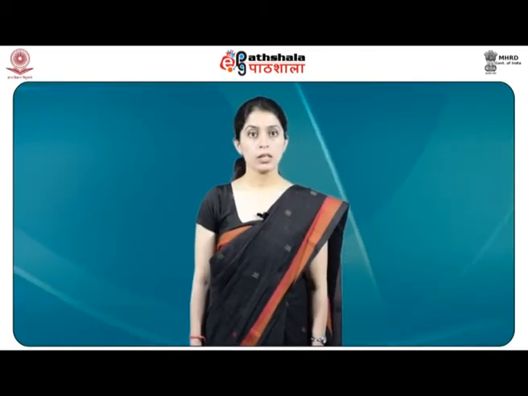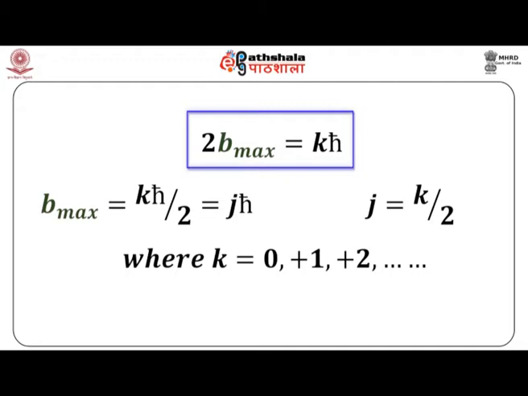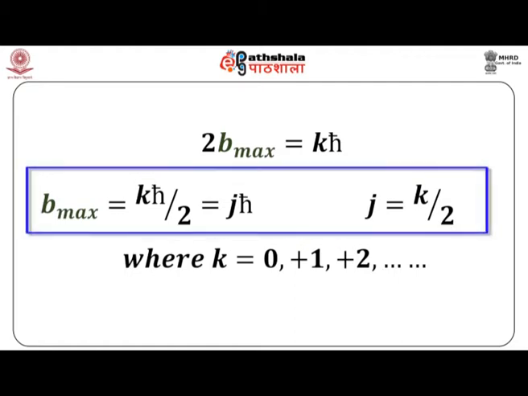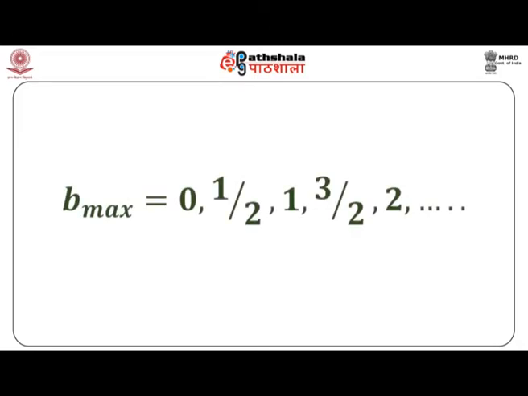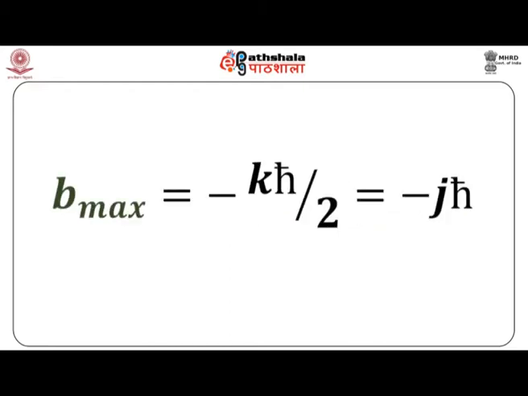Now substituting this expression, we get the equation as 2B max equals to Kħ, which on further simplification gives the value of B max as Kħ by 2, which becomes equal to Jħ, where J is taken as K by 2 and K can take up values 0, plus 1, plus 2 and so on. So B max can have values 0, 1 by 2, 1, 3 by 2, 2 and so on. And likewise B min becomes equal to minus Kħ by 2, which is equal to minus Jħ.